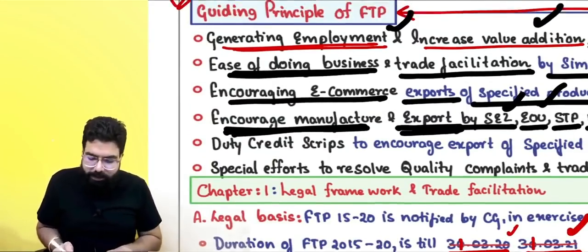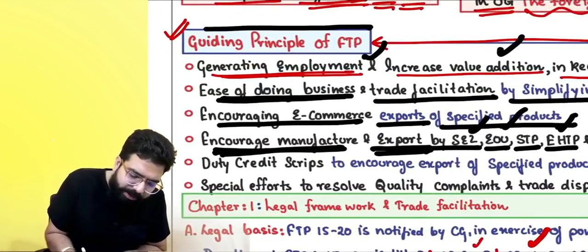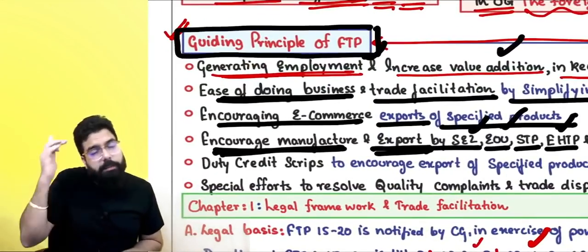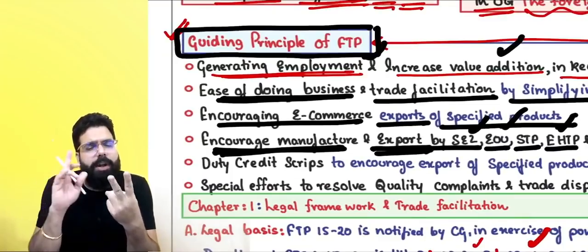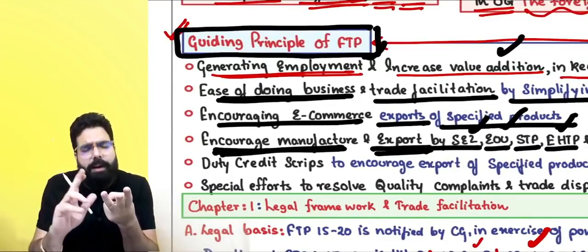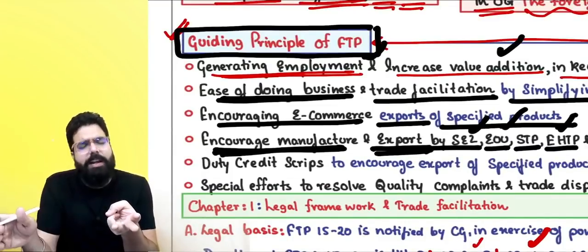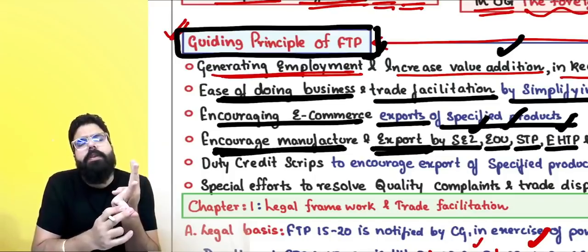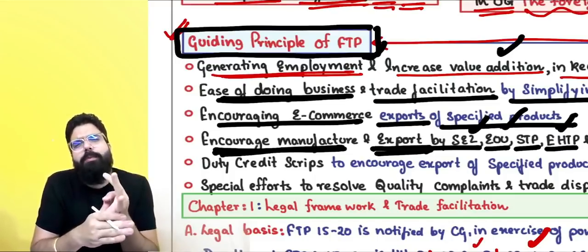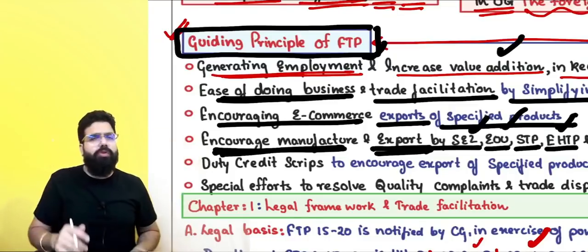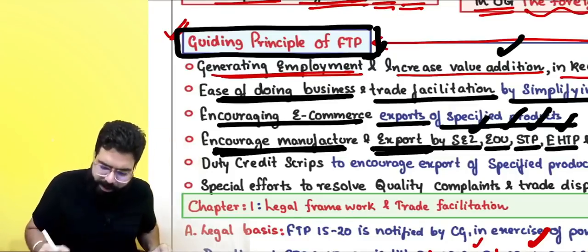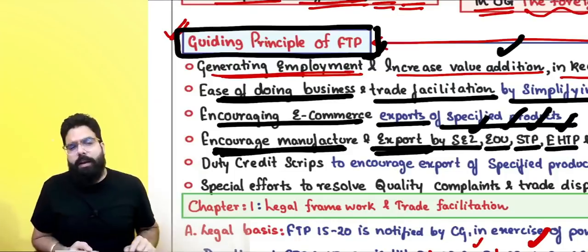Who does it? Sir, whenever the foreign trade policy is made, it is made with this objective only. It is made with the objective that make in India should be promoted, ease of doing business should be there, e-commerce should be encouraged. Okay, sir. Manufacture and export by SEZ, EOU, STP, BTP also should be encouraged. Software Technology Park, all this should be encouraged.